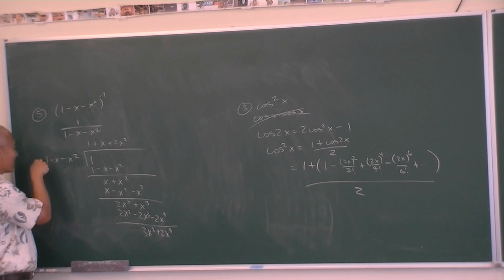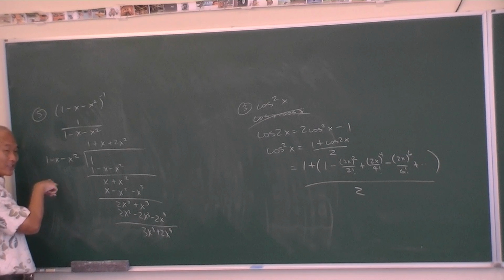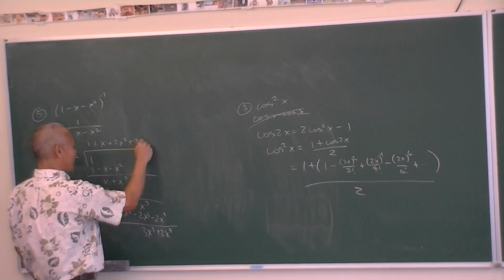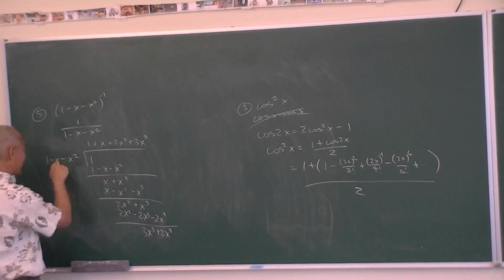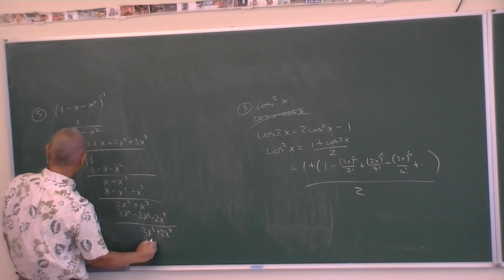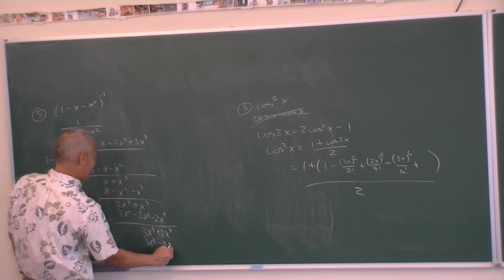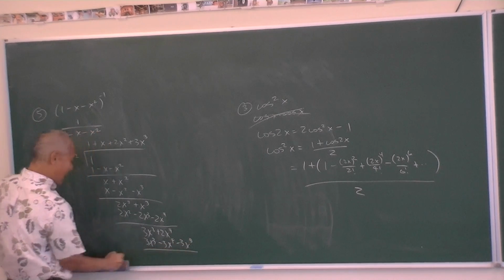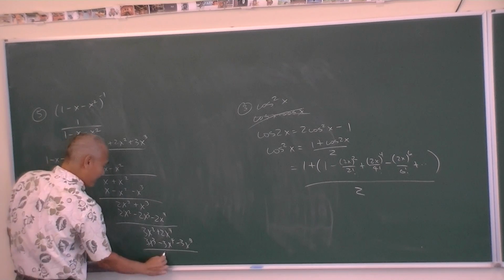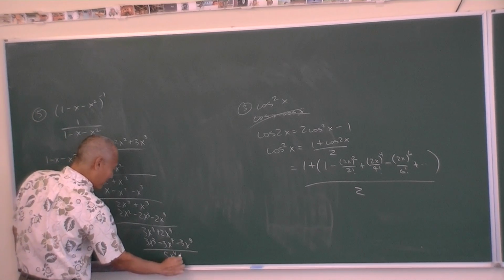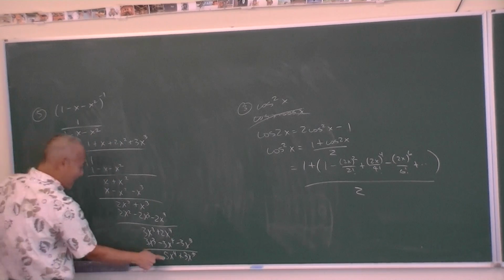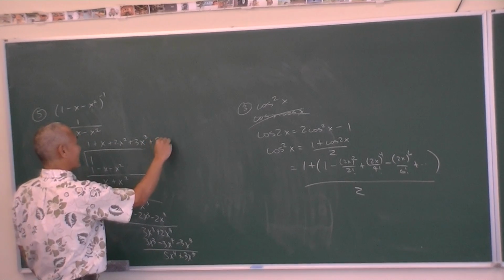See, when this number is a 1, it's easy to do long division. 1 goes into that how many times? 3x cubed. Multiply that times the divisor: 3x cubed minus 3x to the 5th. Subtract. 5x to the 4th plus 3x to the 5th. 1 goes into that how many times? Plus 5x to the 4th.